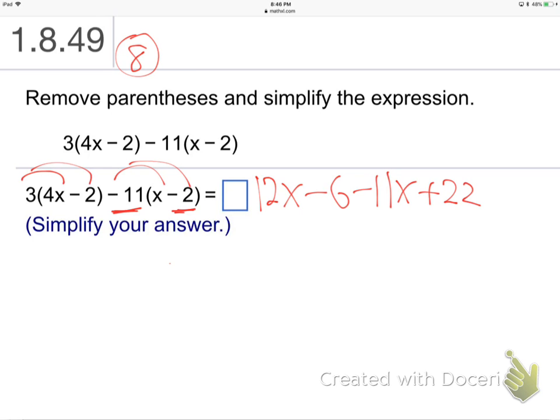Combine like terms. So we do the x stuff with the x stuff and the plain numbers with the plain numbers, right? So 12x minus 11x, 1x or just x. Right, these two. And then the other two: minus 6 plus 22. You can use a calculator if you want. It's just 22 minus 6. Is that 14? Positive 14. And we're done. It's 16.